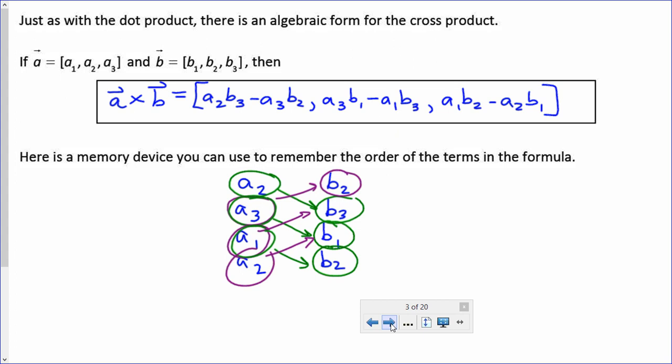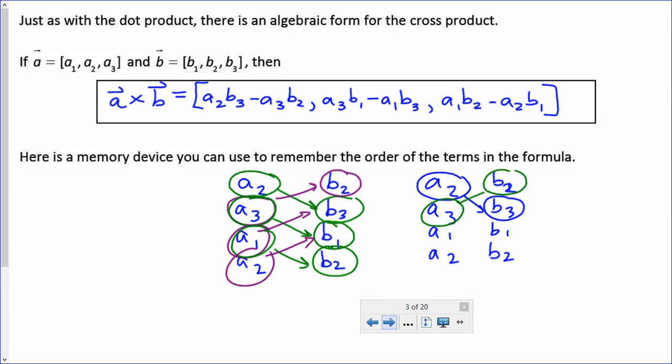There's a memory device that you can draw. The way it works is you write down A2, A3, A1, A2, and B1, B2, B3, B1, B2. You can basically create the pattern by starting here and crisscrossing your way down like a zipper almost. So A2 matches up with B3. There's my first combo. Subtract A3 B2. So there's your first cross: A2 B3 minus A3 B2. And then start the next cross. A3 crosses with B1: A3 B1 minus A1 B3.